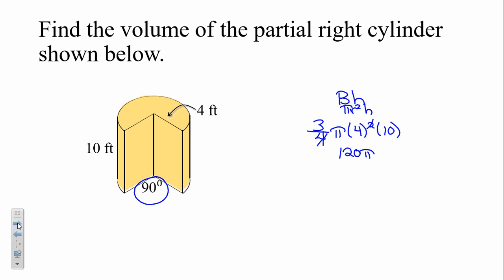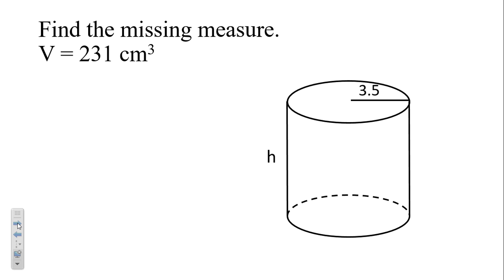So here's one of the missing measure problems. And then we have your assignment coming up. So we want to find the missing measure if the volume is 231 cubic centimeters. Okay? So in our V equals the area of the base times the height, this is the V. We know how much volume we have. We don't know how tall that cylinder is. Okay? So 231 is equal to the area of the base times the height.